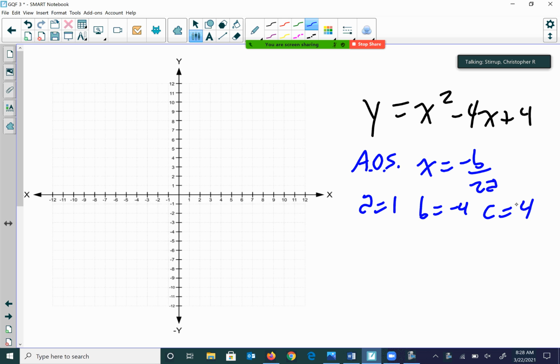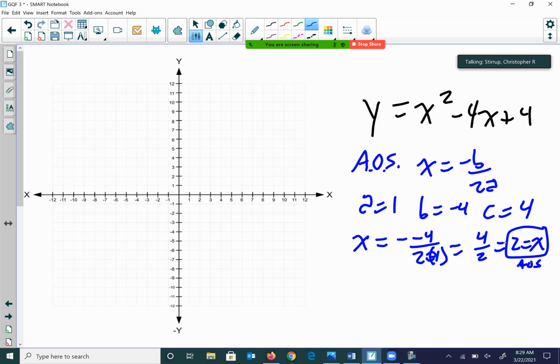Please realize we're not dealing with the c value yet, but we're going to continue to label it because we will eventually use it. So I'm going to get x equals negative negative 4 over 2 times a, and a happens to be 1. So negative negative 4 is 4 over 2. 4 over 2 reduces to 2. So x equals 2. This is called the axis of symmetry.